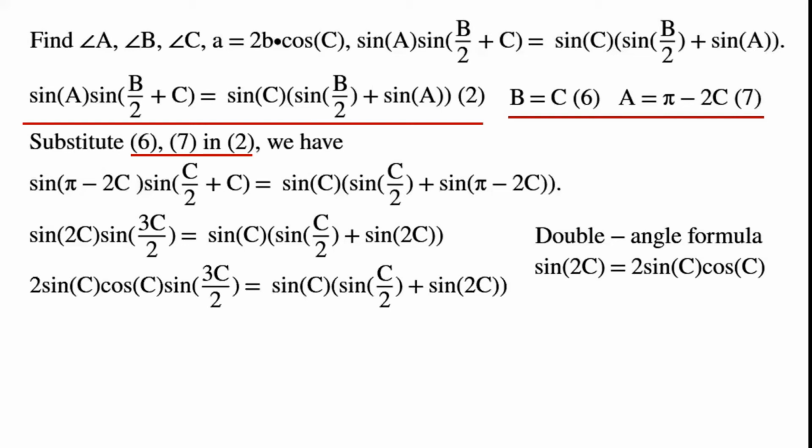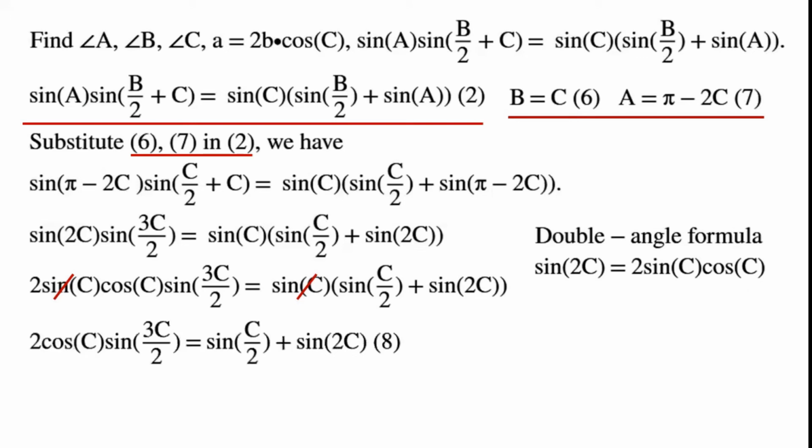Double angle formula: sin 2C = 2 sin C cos C. So we can now write 2 sin C cos C sin(3C/2) = sin C times (sin(C/2) + sin 2C). The sin C on the left-hand side of the equation and that on the right-hand side cancel. So we can now write 2 cos C sin(3C/2) = sin(C/2) + sin 2C.